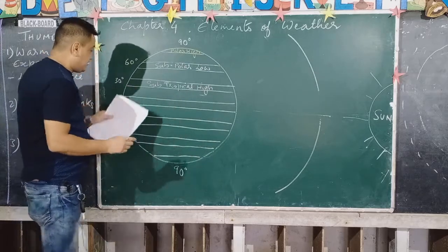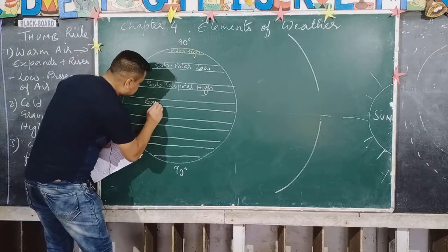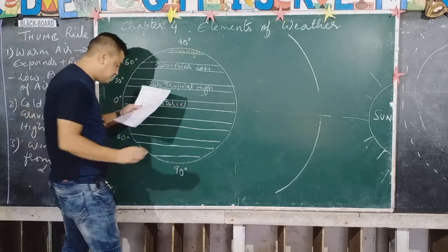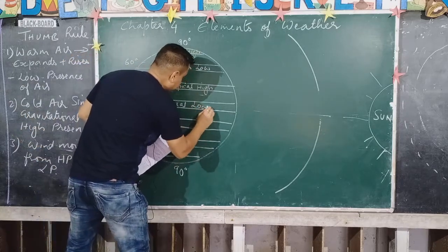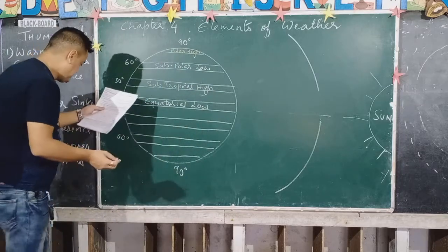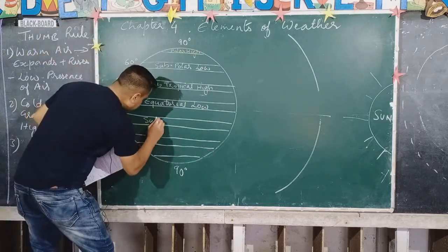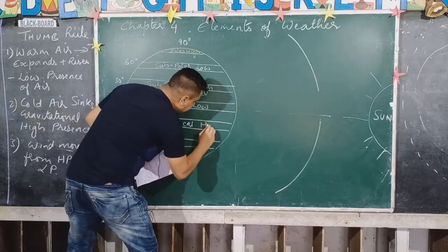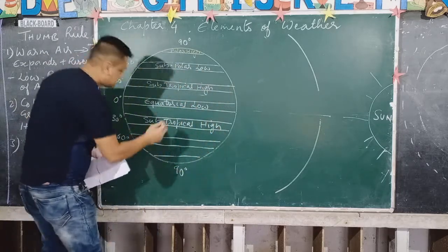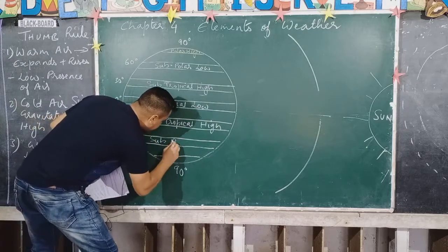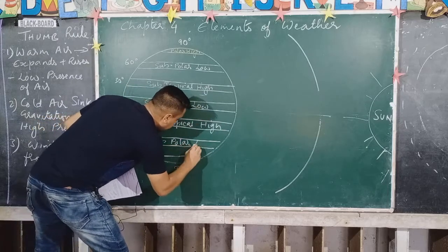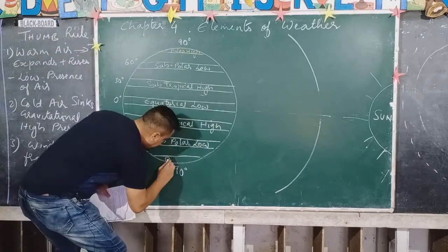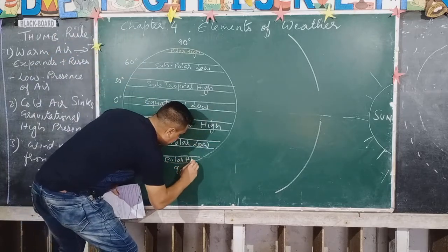Now here is known as equatorial low pressure belts. I am coming to that. Then subtropical high pressure belts, and this is also known as subpolar low pressure belts, as well as this is known as polar high.